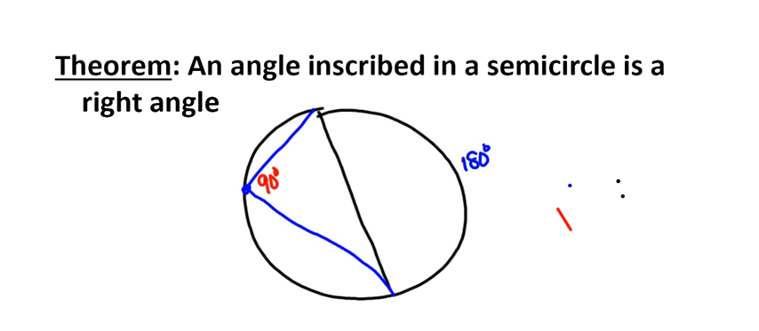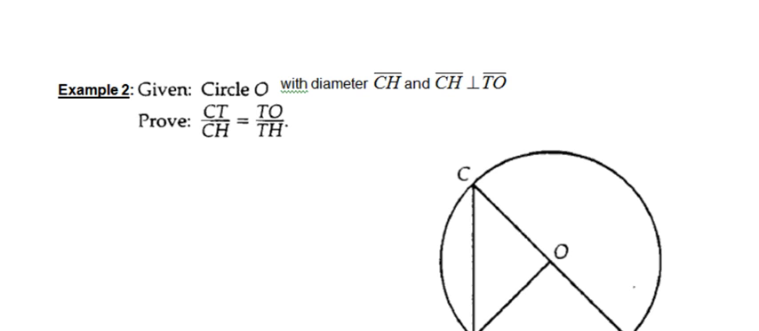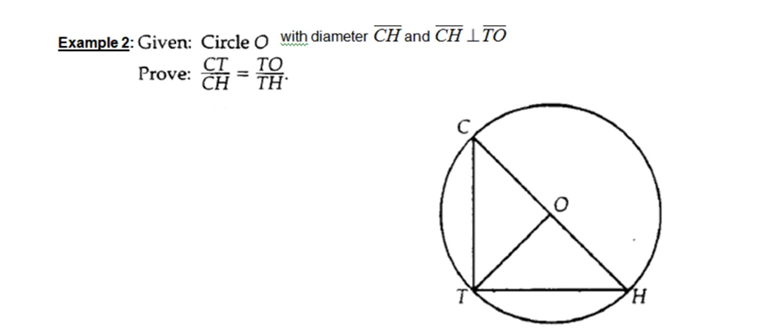All right, well, you know what's coming next now, don't you? Let's go ahead and get into this one. Circle O with diameter CH. CH is perpendicular to TO, and they want us to prove that those two ratios are equal to each other. So with that said, I'm going to start by marking all my givens. So CH perpendicular to TO. And then, like I did in the problem before, I'm going to start by taking the sides that are in this proportion, and I'm going to color code them so that I can determine exactly which two triangles it is that I want to prove similar to each other.